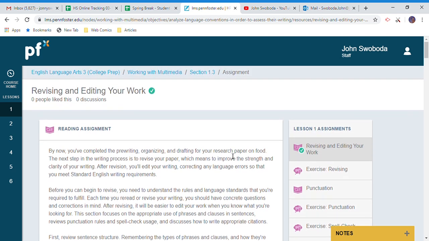And let's begin section 1.3, working with multimedia, revising and editing your work. So after drafting comes revising and editing. Now, why do we have two different words for what seems like the same thing? Well, I think of it like this.